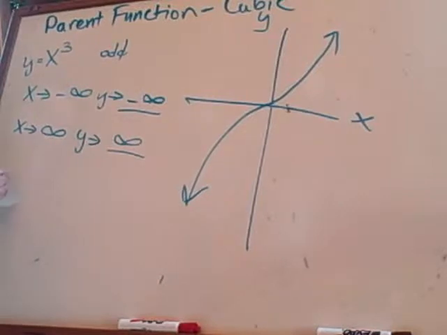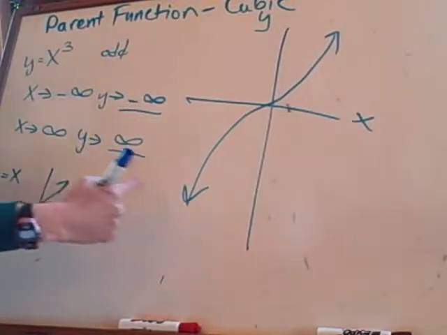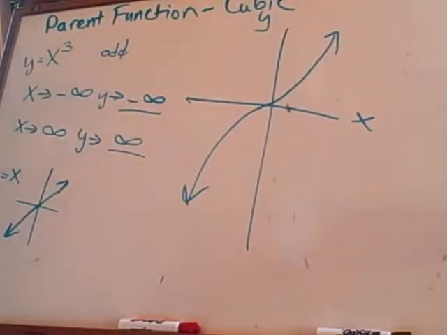And remember, if you were looking at just a line, y equals x, that's also an odd one. And when you draw y equals x, it just looks like this. So remember, with an odd function, it starts low and ends high. Starts low, ends high. Okay?